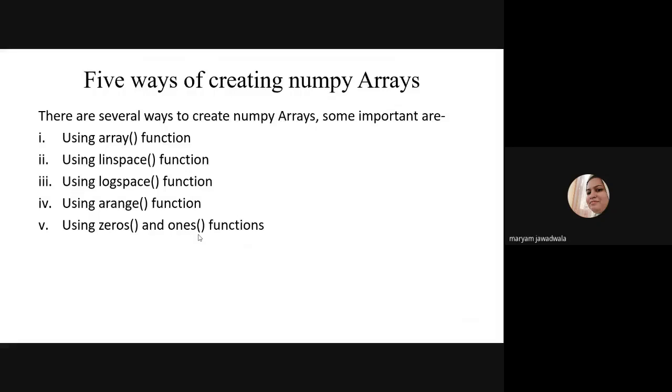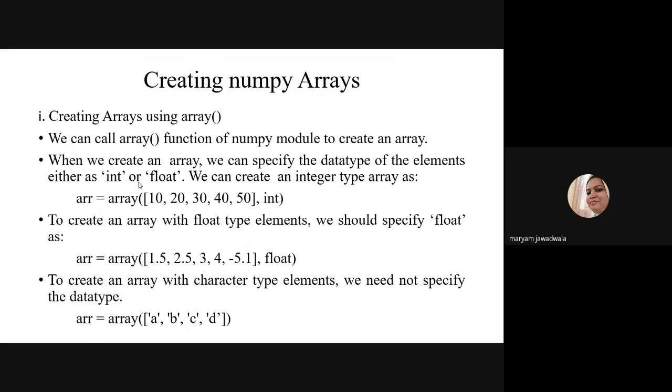How to create a numpy array using the array function. Creating an array using the array function, we can call the array function of the numpy module to create an array, right? So this is the syntax. Using this syntax, arr is equal to array, the elements, comma, int. If I write int, it means which type of array I am creating: integer type. Instead of int, if you write float, then it will become floating point elements. Suppose you skip int over here, you just write array and just the elements and then you close the bracket, a small bracket. Then also it is fine.